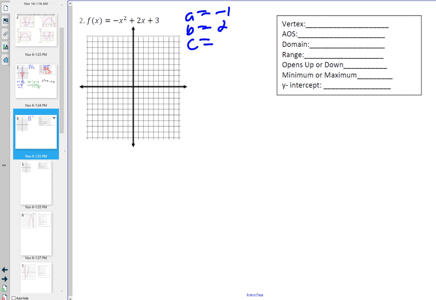A is -1, B is 2, C is 3. With standard form, you do not get the vertex, but you get the y-intercept. The domain we know is -infinity to positive infinity. This is a negative A, so this is going to go down. Therefore, we're going to have a max. Because it's going down, the range will start at -infinity, and it'll go to K. I just don't know what K is.